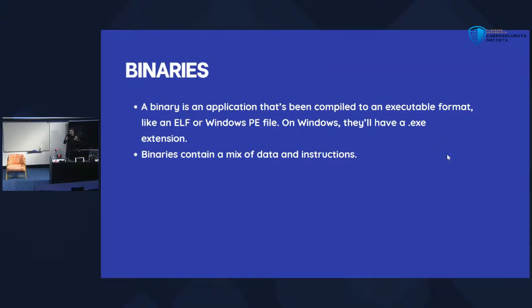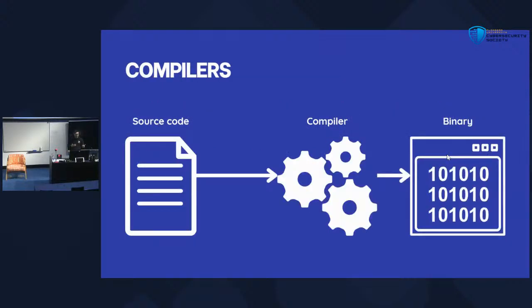Binaries contain a mix of data and instructions. There's the data that the application uses, but there's also the instructions that our computer will run when it gets the application. So how do we tell them apart? How do we tell what's data and what's an instruction? We don't. Compilers take source code, they do something to it, and they give us a binary. And this binary has mixed in the data and instructions from the source code.